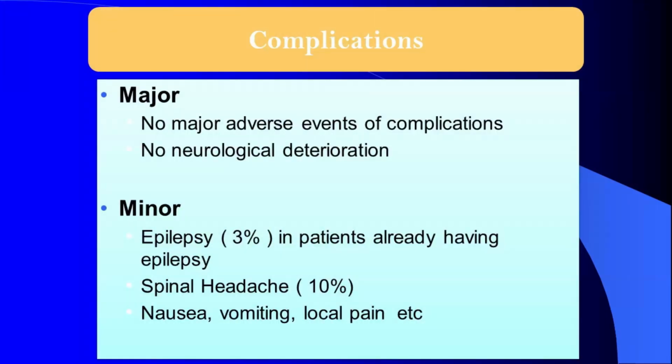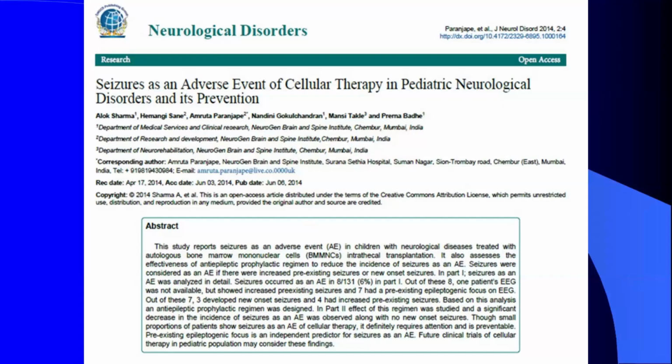So complications. So we've had no major complications. There has been no neurological deterioration, no infection. However, one major concern is that 3% of our patients develop increased incidence of epilepsy when they already had epilepsy in the past. 10% of the patients get a spinal headache which lasts for 1 or 2 days immediately after the procedure, and there was some nausea, vomiting, local pain, etc. Now we've published this as a separate paper. People normally like to hide their adverse events. We've published a paper saying that seizures may happen as an adverse event because there is no treatment which does not have adverse events. But if you know it, you can actually manage it. So we've published this as well.